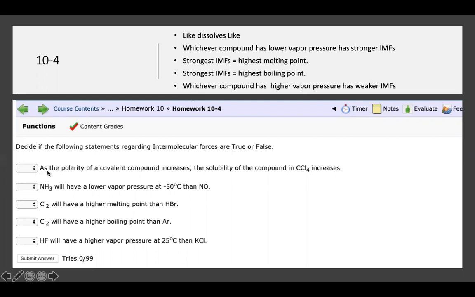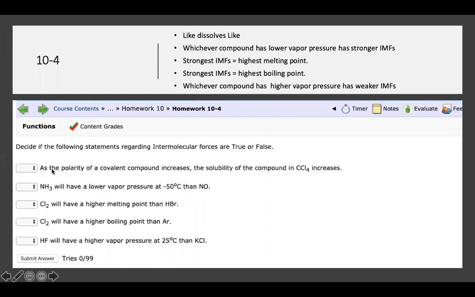So for statement 1, this says as the polarity of a covalent compound increases, the solubility of the compound in CCl4 also increases. CCl4 is a nonpolar compound. So this statement is saying that as a compound becomes more polar, it will become more soluble in a nonpolar substance. We know from lecture that like dissolves like in terms of dissolutions. So that means polar compounds dissolve in polar solutions. So this statement is going to be a false statement.